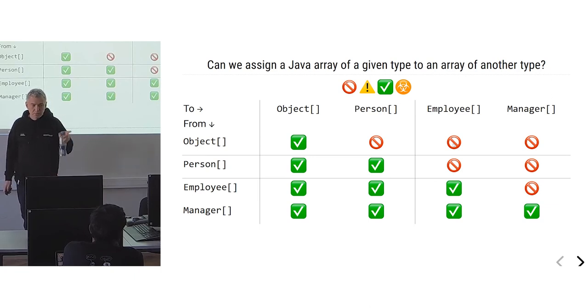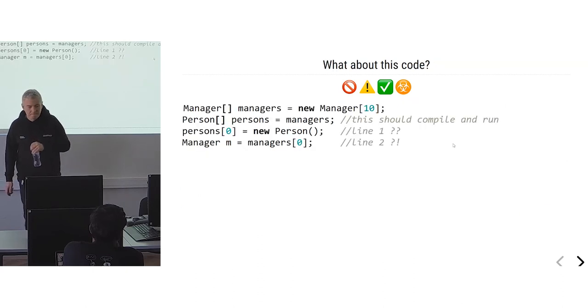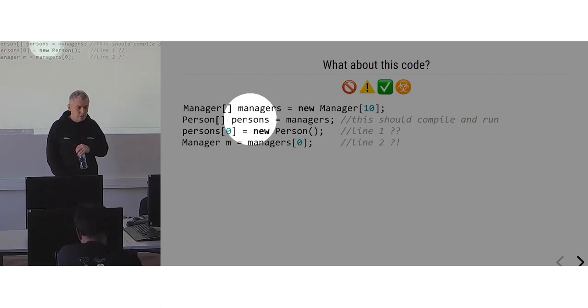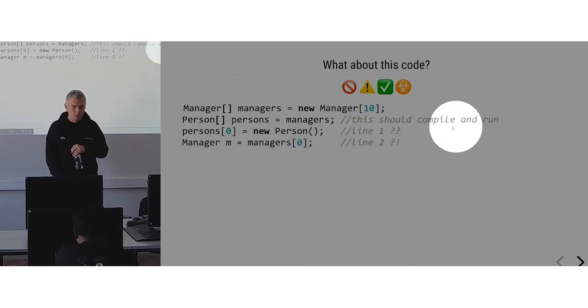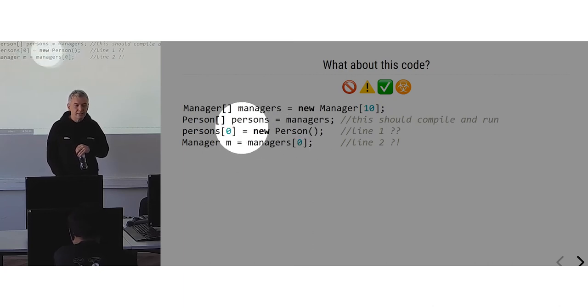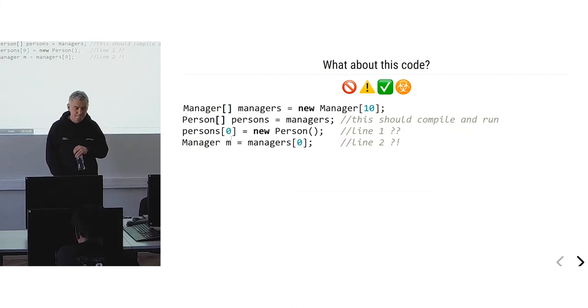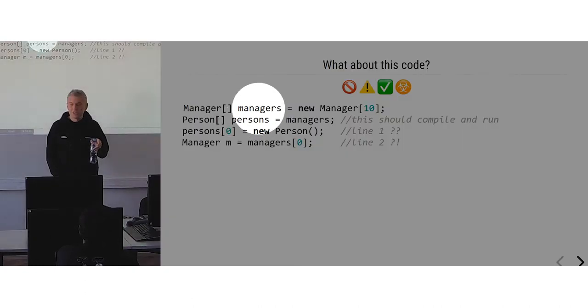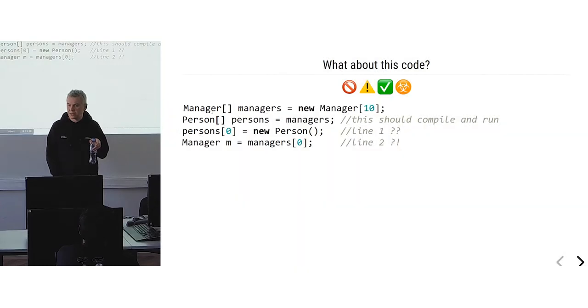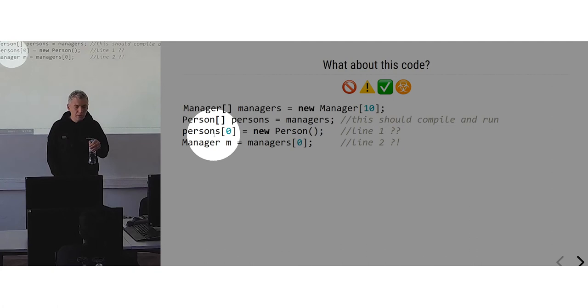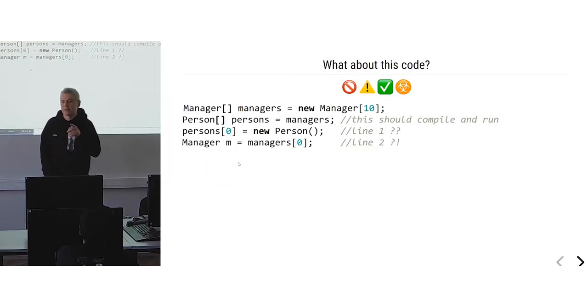Okay, so we filled out this table, and now let's look at this code. We have an array of managers. We have an array of persons, and we assigned it from managers. So it will compile and run, as we know. Now we created a new person and assigned it as the first element of the array of persons. You see something wrong happening here, because this is still the same object as this one, and this one is supposed to be an array of managers. And now we are going to get the first element of the array of managers, and here we expect a manager, and these types are not castable. Person is not manager. So what is going to happen, and when? Your ideas.